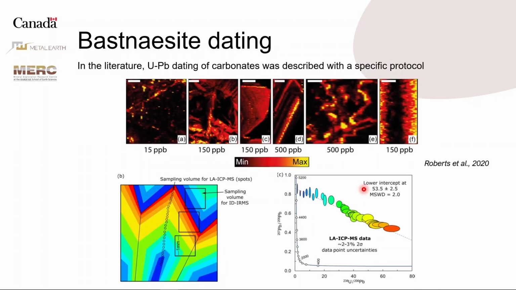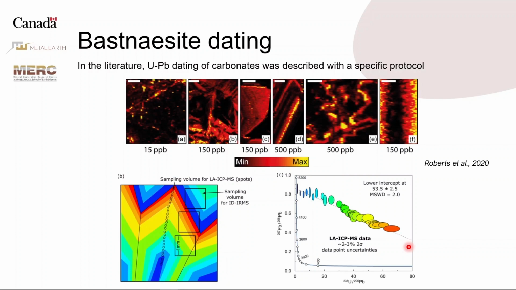The zoning in uranium, lead, thorium is very well known for carbonates in general. There are some examples in the literature, in the great paper of Roberts and collaborators in 2020. You can see that in carbonates you can have very different variation in grains, as exemplified here. The idea is to make a line of spots in that zoning, like they show here, to form this line in Tera-Wasserburg and get your age.